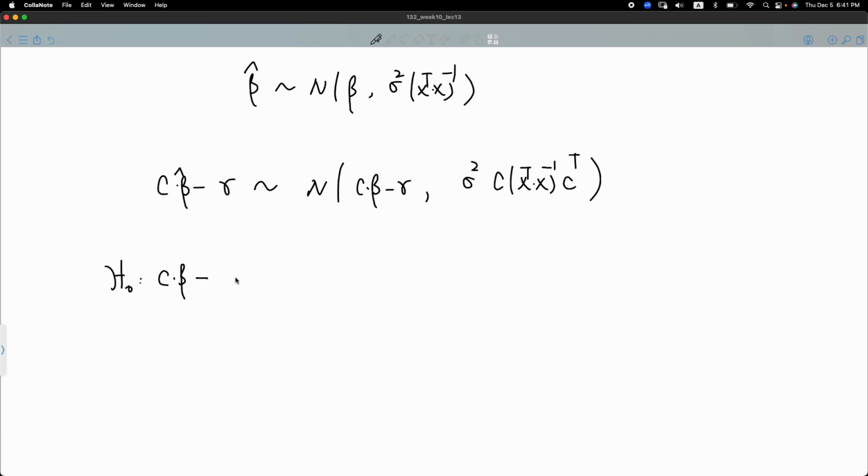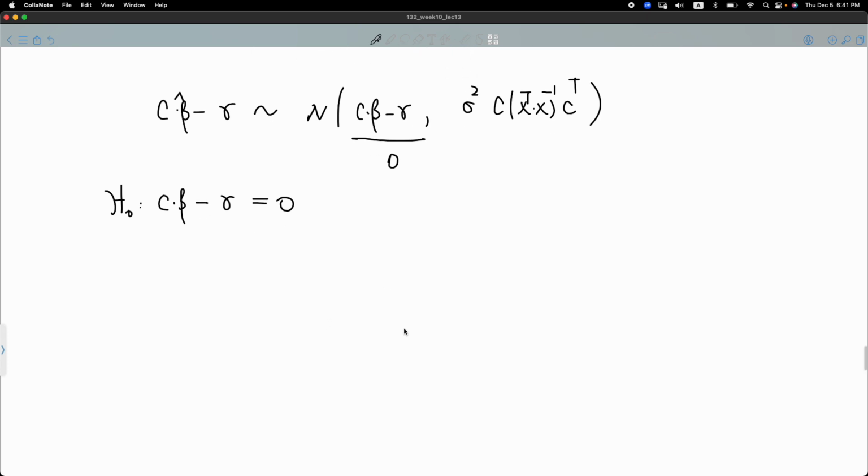And you are essentially testing that C multiplied by beta minus gamma equal to 0. So that is your null hypothesis. So that means this part under your null hypothesis is centered around 0. So that means you have the following. So again, C beta hat minus gamma. And then here you want to minus a 0, because under the null hypothesis, you minus the mean. So you minus a 0 here.